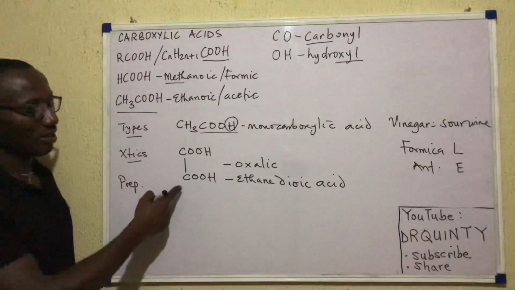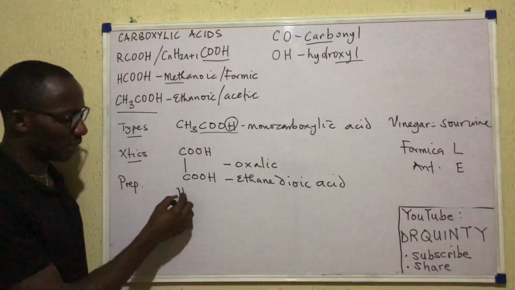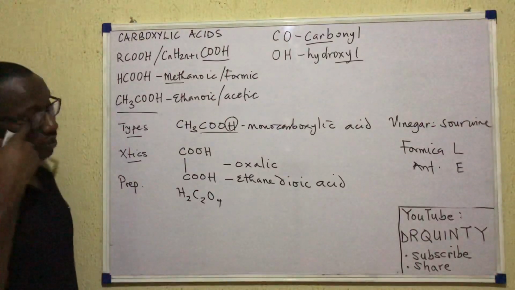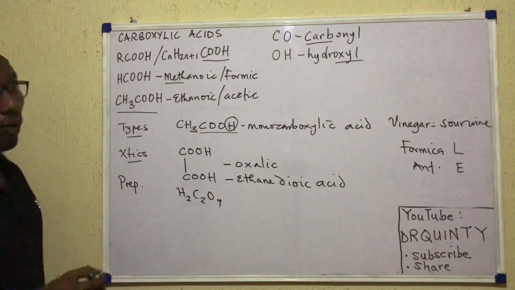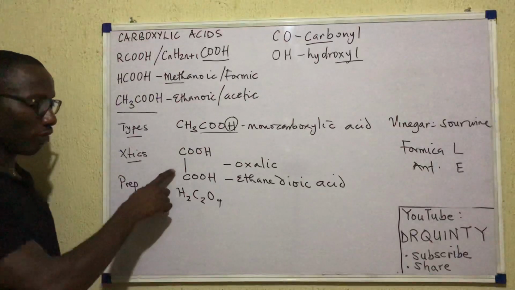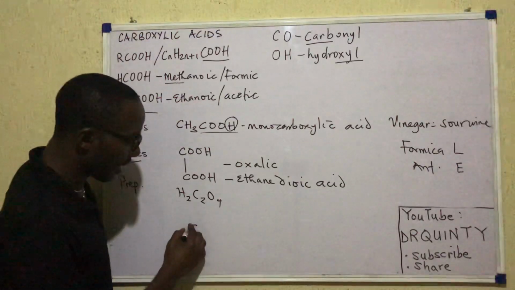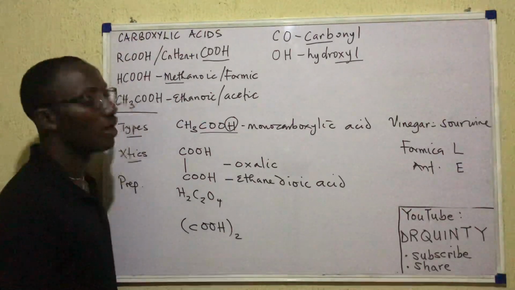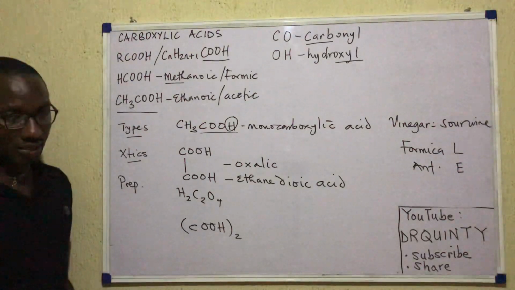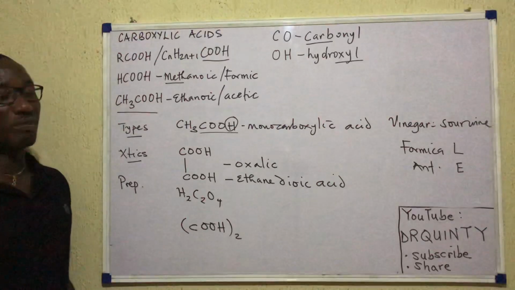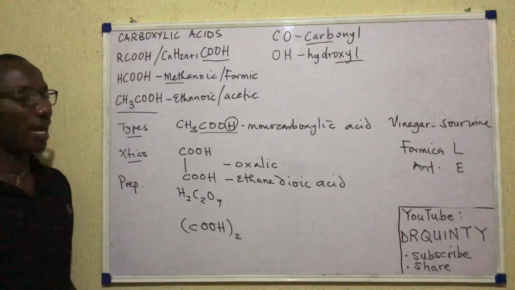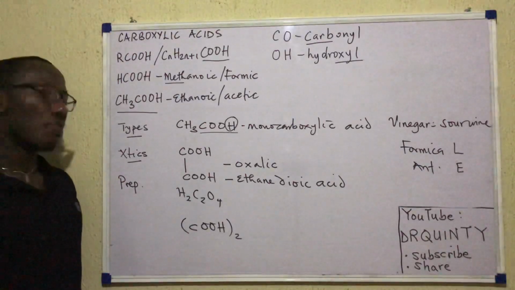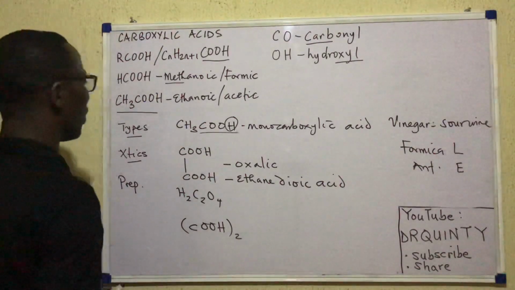Sometimes we don't write this acid like this. We write it as H2C2O4. So whether you see it written as H2C2O4 or written in the structural form like this, or even written in a condensed form as (COOH)2, it remains oxalic acid. It remains an example of dicarboxylic acids, and its basicity remains 2. Then there's a third case.